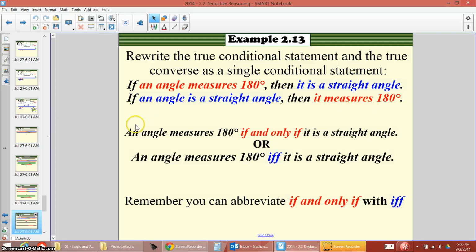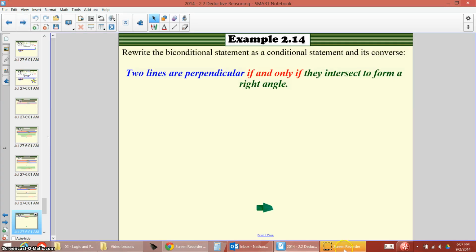So we're going to write that as, get rid of the ifs and thens, and we just say an angle measures 180 degrees if and only if it is a straight angle. Or we can use this fancy IFF to stand for if and only if. And we took the red and the blue, which are both true, and they go both directions, like a bicycle wheel, front and back. They can go both directions, and therefore they are biconditional, and we write it as if and only if. That might be a good example for you guys to look over for the test.